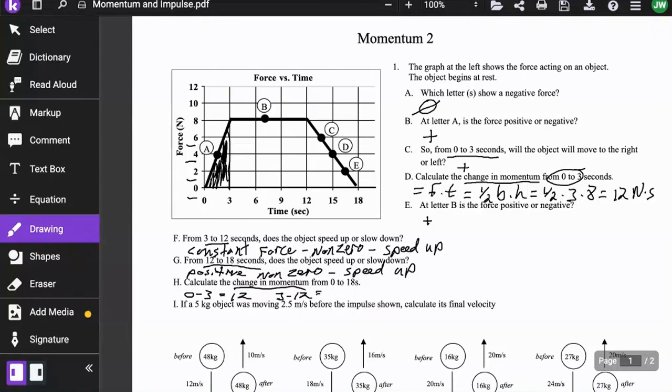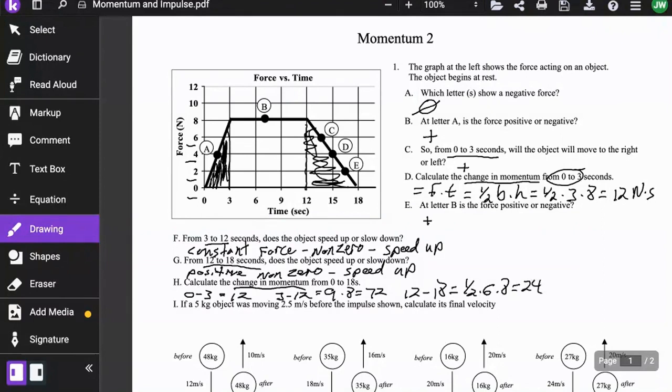Then from 3 to 12, we've got a rectangle with width of 9 and height of 8. 9 times 8 is 72. And then from 12 seconds to 18 seconds, we have a triangle that would be shaped out. And here, I'll shade it in for you real quick. And the area of a triangle is 1/2 the base times the height. So 1/2 times 12 to 18 would be 6. And then the height still is 8. 1/2 times 6 times 8 is 24.